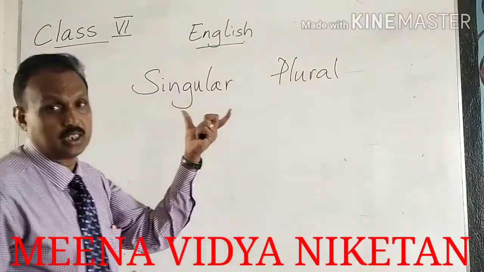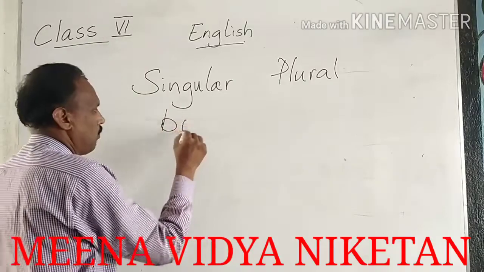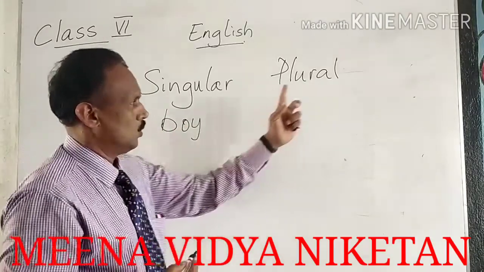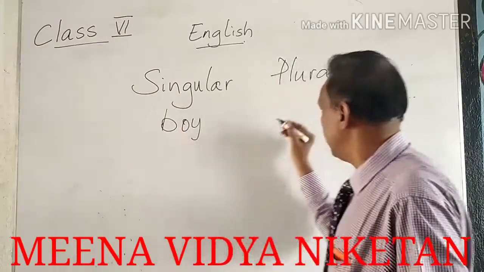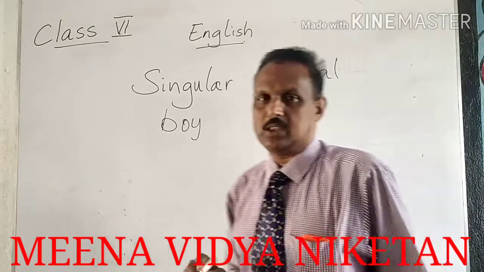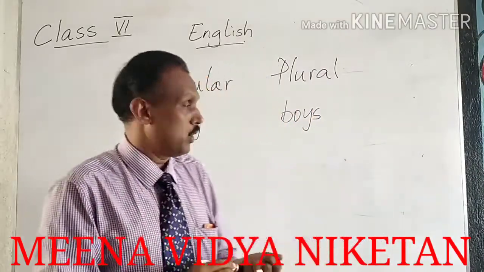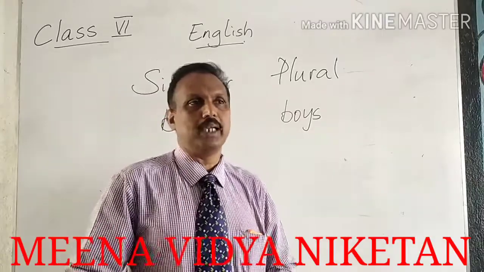What do you mean by singular? From the word you can understand? Single, one. For example, we take boy. So what is the plural of boy? If there is only one boy, we say boy. If there are two or more than two, we say boys. So this is very important. When you understand singular and plural, you can very easily make sentences also.